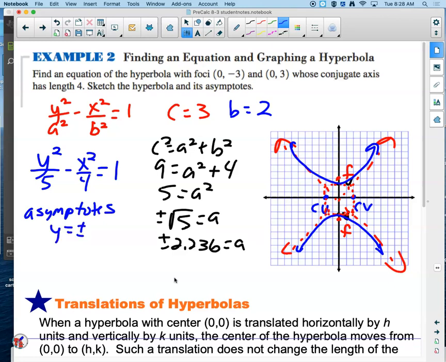So I know it's y equals plus or minus something, and again, I just come over and say, how would I get from 0, 0 to this upper right corner of my box? I had to go up the square root of 5 and over 2.